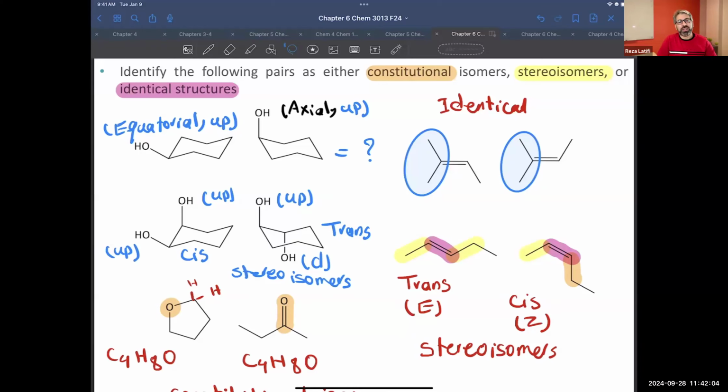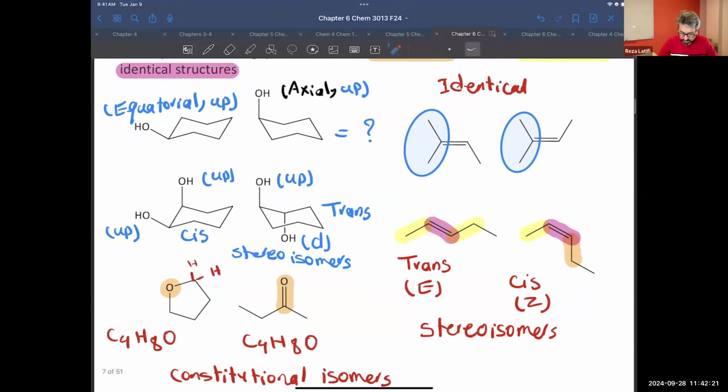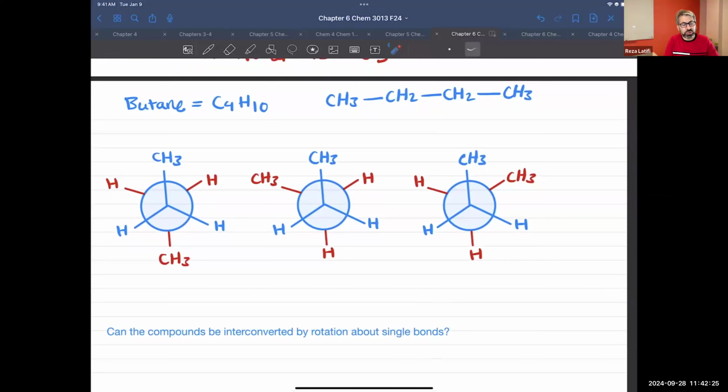Welcome back. Last time I left you with this example. I said assign whether we have identical structure, the constitutional isomers, or stereo isomers. In order to answer this question, I'm going to practice some examples for you, and then we will go after it. Here we have butane.